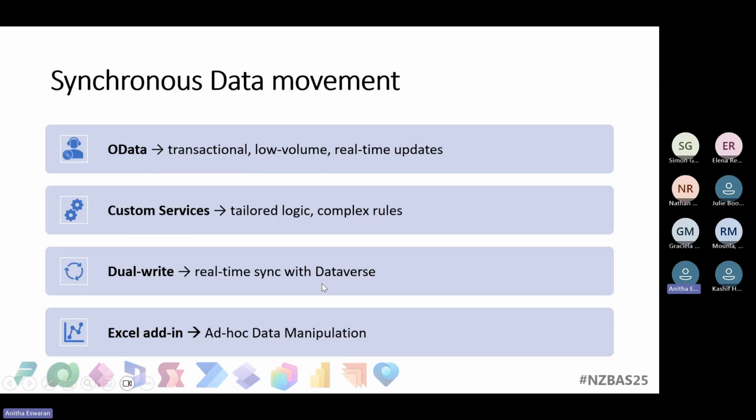So the first approach is synchronous data movement. What are the types of synchronous data movement we have? As soon as we think about synchronous, we will have either real time or near real time approaches. One is OData, which is supported for real-time updates, transactional and low volume. Then custom services, in case you need additional tailored logic as per your requirement, then the custom services pitch in.